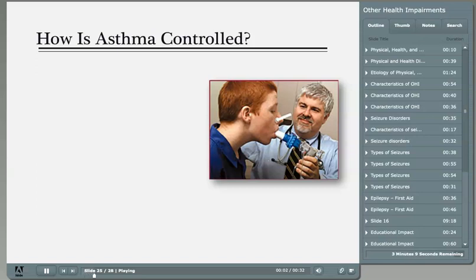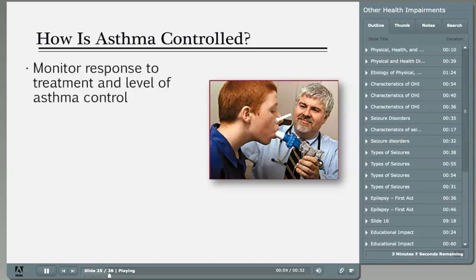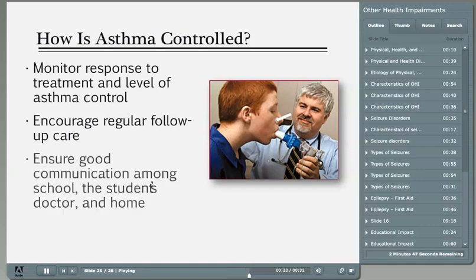To help students control their asthma, we can also monitor students' response to use of their quick-relief medicine by noticing symptoms and having them measure their breathing by using a peak flow meter. We can also monitor level of asthma control and encourage students to seek medical care when they experience asthma symptoms. Furthermore, encourage regular communication and health updates among the school, the student's doctor, and his or her parent or guardian.